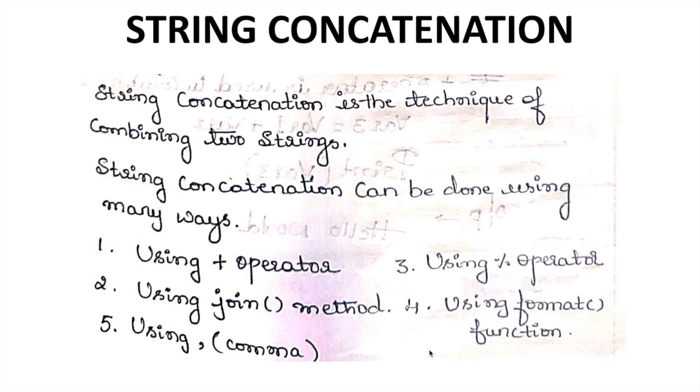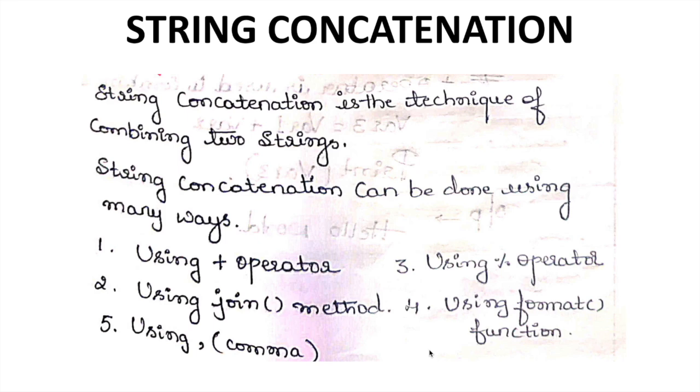Now, what is string concatenation? String concatenation is the technique of combining two strings. For example, Vishesh is one string, J is one string. If you combine them, it will display as Vishesh J. So, getting my point? Concatenation means you can combine any two strings.